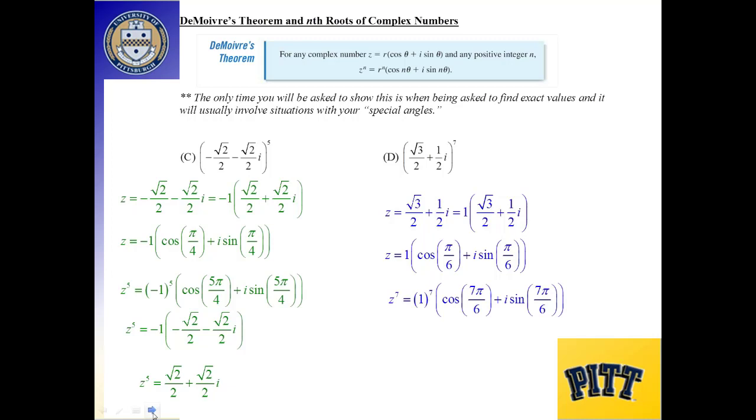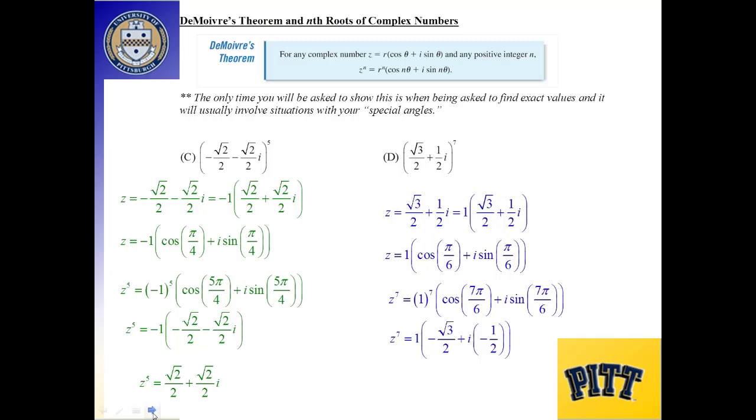If I raise this to the 7th power, I'm going to have 1 to the 7th power times the quantity of cosine of 7 pi over 6 plus i times the sine of 7 pi over 6. And since 7 pi over 6 is based off of one of our special angles, I should be able to find the exact value. The cosine of 7 pi over 6 would give me a negative square root 3 over 2. The sine of 7 pi over 6 would give me a negative 1/2.